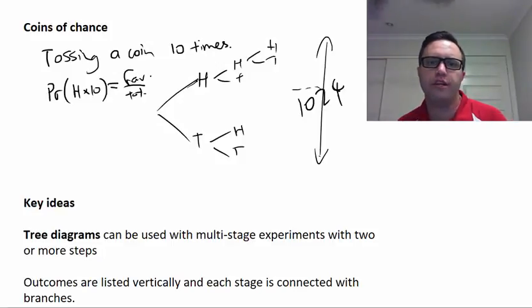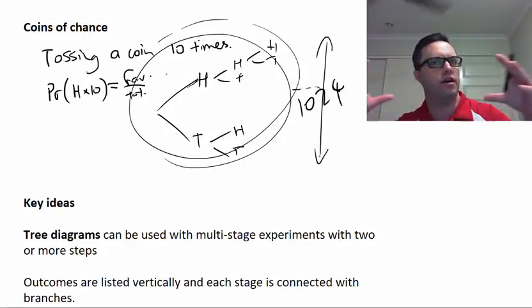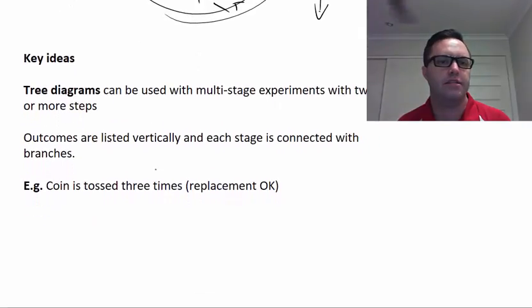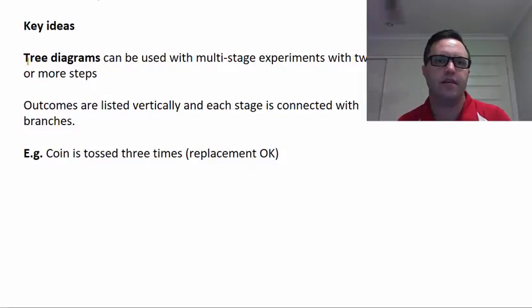These tree diagrams are another way to visualize all the different outcomes and how they branch off and how the different probabilities are related to each other. And this one works, as you'll see, for when we've got more repeats or events than just the two, like our arrays. Okay, so our key ideas. Tree diagrams can be used with multi-stage experiments, like we've already seen, with 2 or more steps. That's the important part. Outcomes are listed vertically, and each stage is connected with a set of branches that correspond to the number of chances, and also the chance that it will land on that new thing.